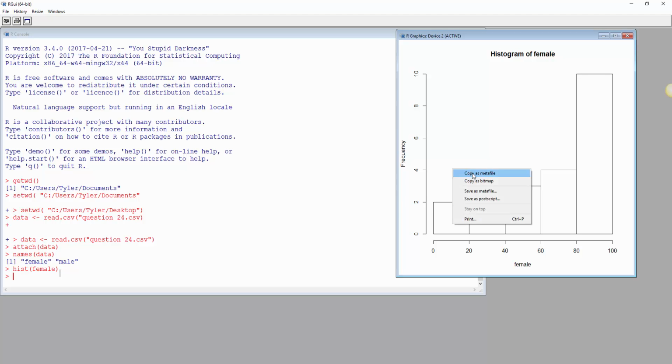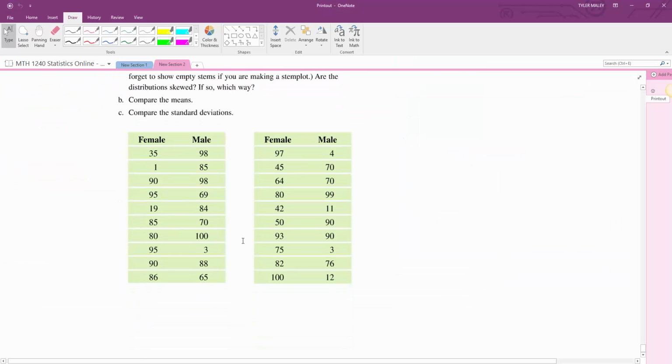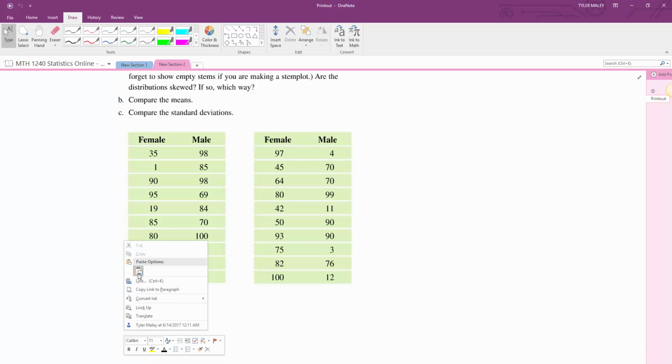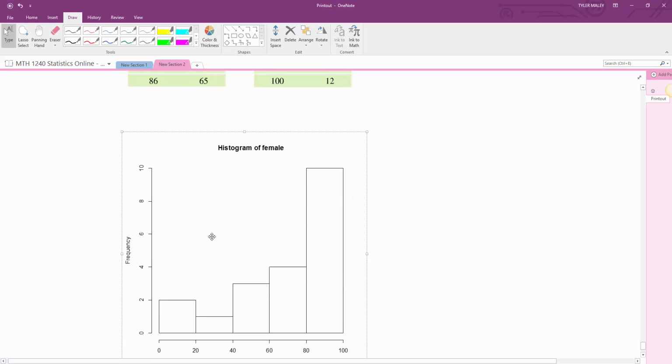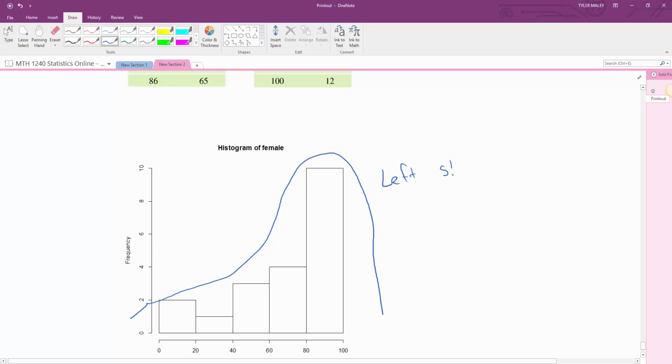So let me copy this. I copied it as a metafile. I'm going to go back into my notes and paste this here so I can draw on it. If you notice, the overall shape looks like this. If you remember, we refer to this as a left skew. So this is left skewed. It doesn't look symmetrical, it definitely looks skewed.